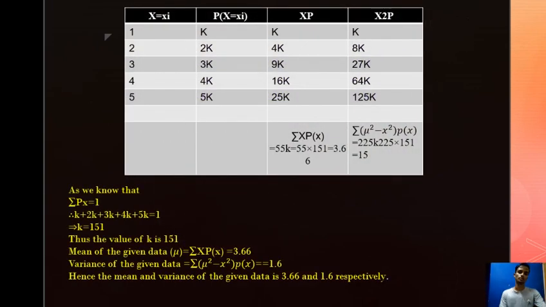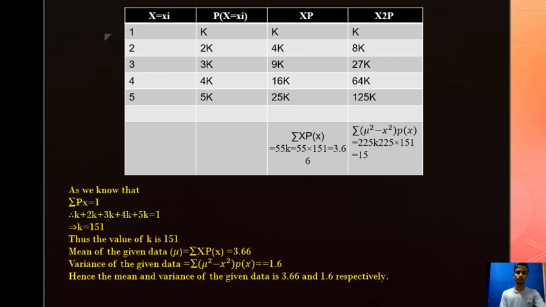at first, we will be multiplying the value of x and p of x. That is, 1 into k will be equal to k, 2 into 2k will be equal to 4k, 3 into 3k will be equal to 9k, 4 into 4k will be equal to 16k, and 5 into 5k will be equal to 25k. Now, the summation will be equal to 55k. Now, substituting the value of k, multiplying 55 into 1 by 15, we will be getting 3.6.